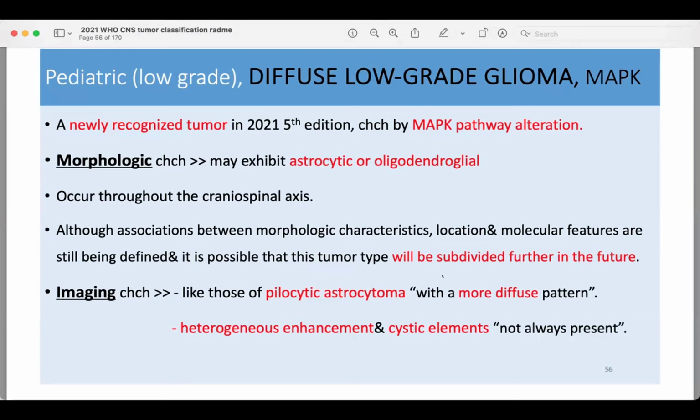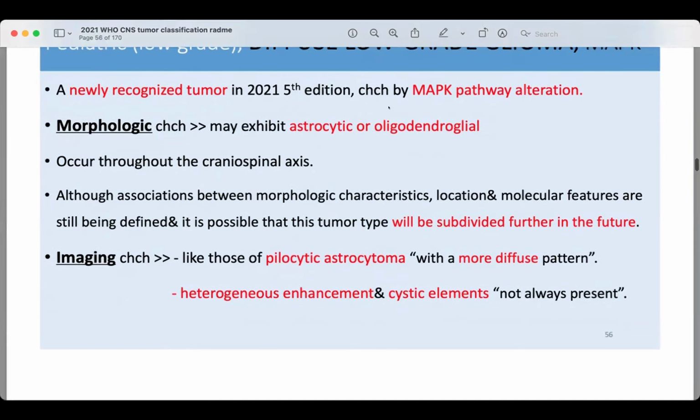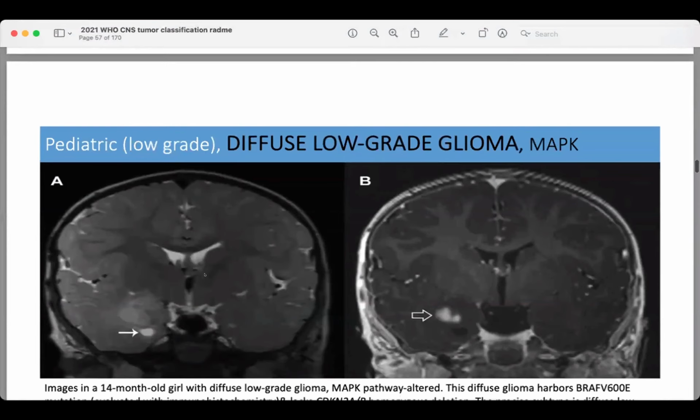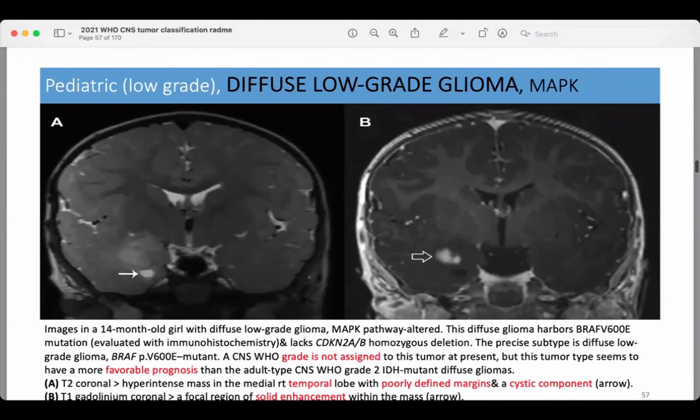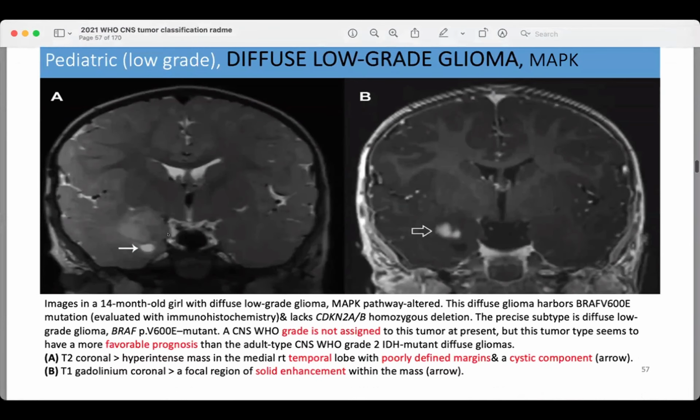And in the future, it will be subdivided to other subtypes. They still don't know much about this type of tumor. And as I told you, it has the same features of the astrocytoma and oligodendroglioma. And they still need to know more about this type of tumors.